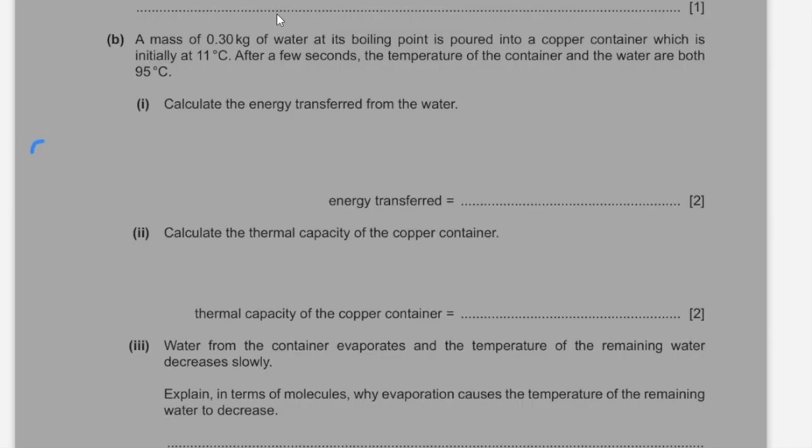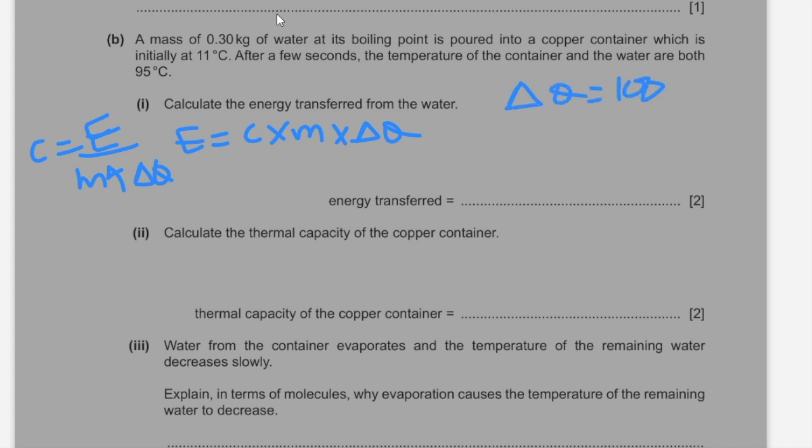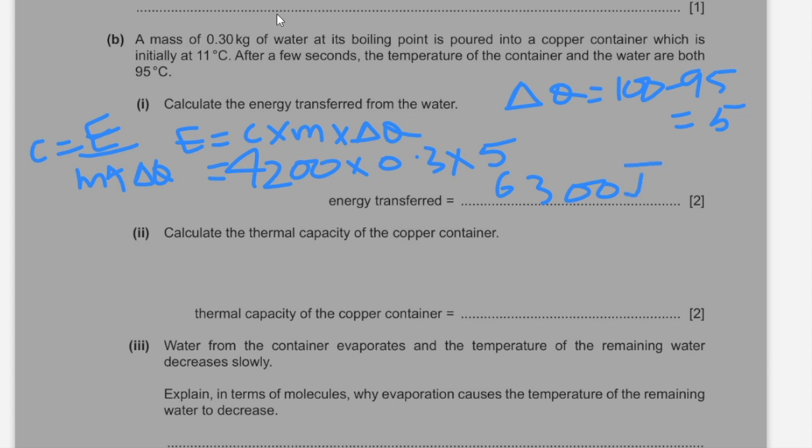So specific heat capacity is energy over mass into change in temperature, which means energy should be equal to specific heat capacity into mass into change in temperature. The change in temperature of water is from boiling point to 95 degrees Celsius, which is equal to 5. So specific heat capacity given in the question is 4200 multiplied by the mass 0.3 into change in temperature, 5 degrees Celsius, which gives the answer as 6300 joules. This is the energy transferred from water to the copper container.